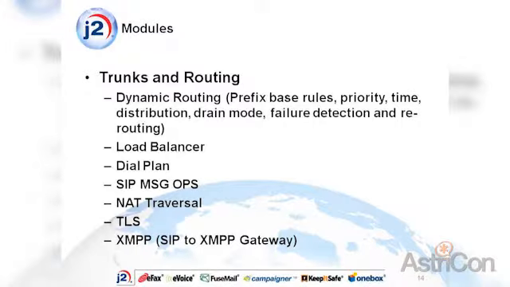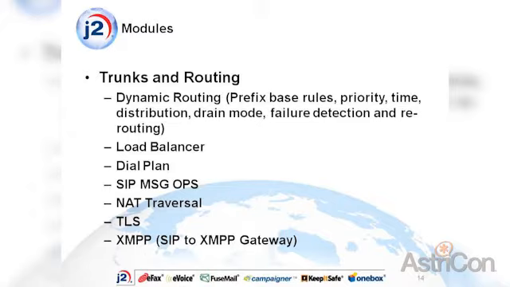All the registration information, everything is in the database. So the redundant one just takes over and we're up and alive. From trunks and routing point of view, we have a dynamic routing or drouting module, with prefix-based rules.